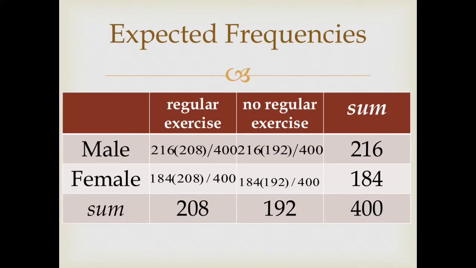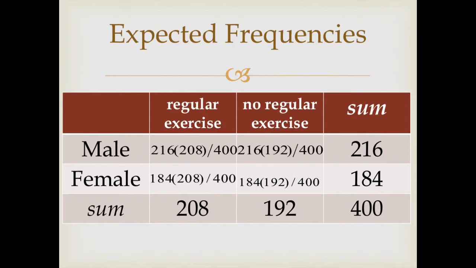Alright, so here we have the process of finding our expected values. To find the expected value of the amount of males who regularly exercise, we take the sum for that row, 216, and multiply by the sum of that column, which is 208. We're then going to divide by the total amount, which is 400. And we repeat this process for each number.